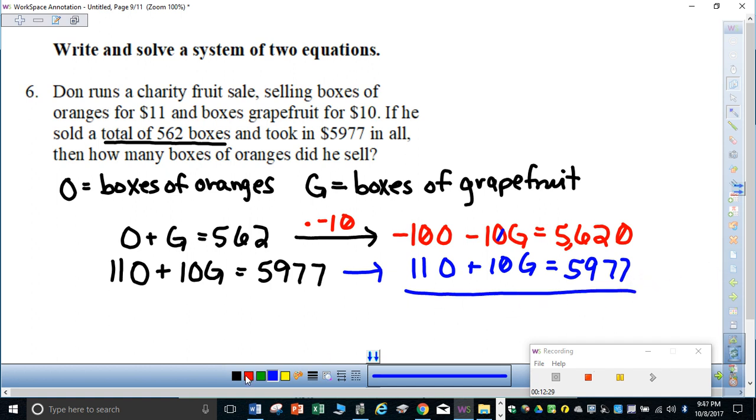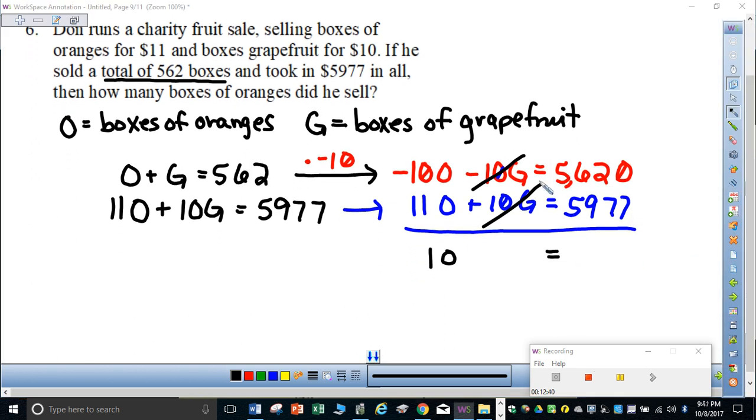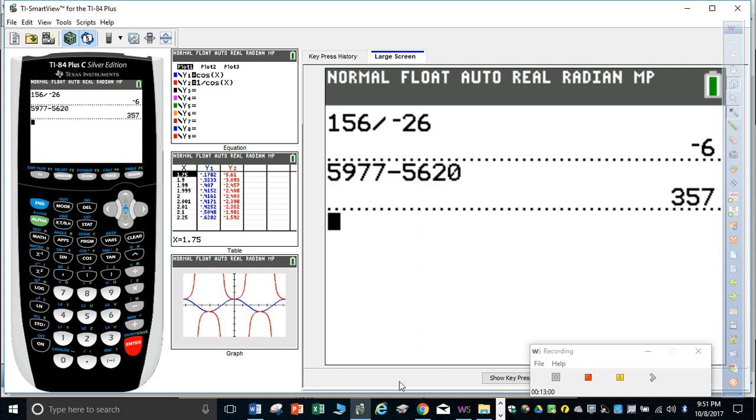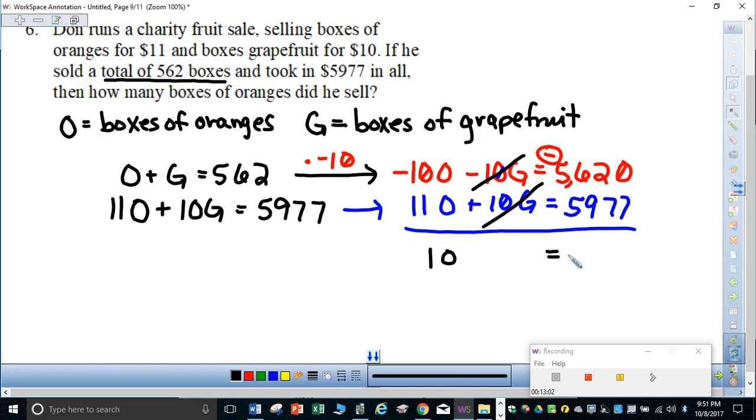Okay, so adding these together, we're going to get 1 times O. Boxes of grapefruit, those are all going to cancel. And, oh, I just realized that this was supposed to be negative, so don't forget about that negative sign there. So really I'm going to think about doing 5977 minus 5620. All right, and that gives me 357.